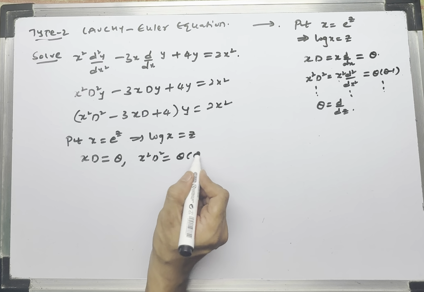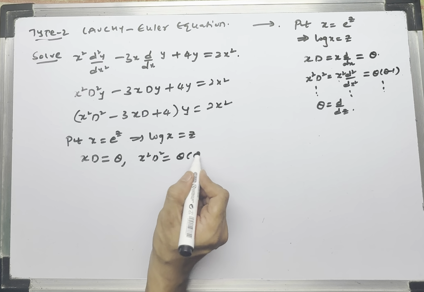Theta into theta minus 1 minus 1 into y equals x value. So this will be theta square minus theta plus theta minus 1 into y equals e power z. So theta square minus 1 into y equals e power z. Now f of D equals theta square minus 1, this is the operator form.